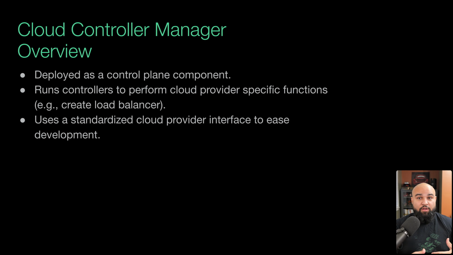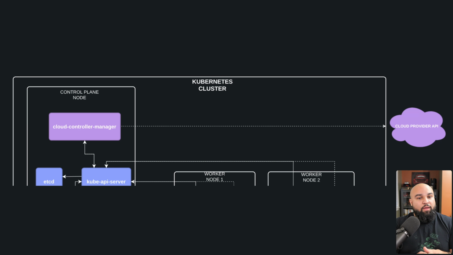For example, to create a load balancer. This uses a standardized cloud provider interface that the Kubernetes development teams created to ease development across all cloud providers, whether it's AWS, GCP, Azure, DigitalOcean, or even Oxide. We all use the same interface to implement this controller. And here's the layer that this operates at.